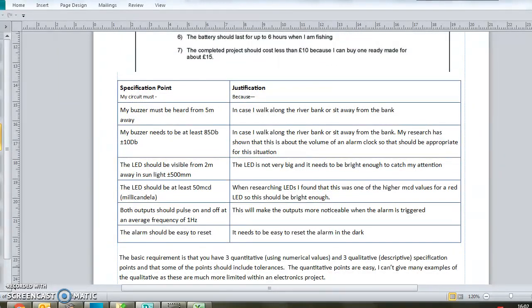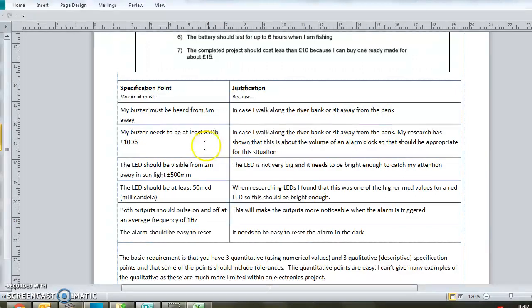Personally, I like to set specifications out as a specification point here with my justification here. So I took his first one and I split it into the point and the justification. And he had, my buzzer must be heard from 5 meters away. Reason, in case I walk along the riverbank or sit away from the bank. It's okay. Personally, not keen on it.